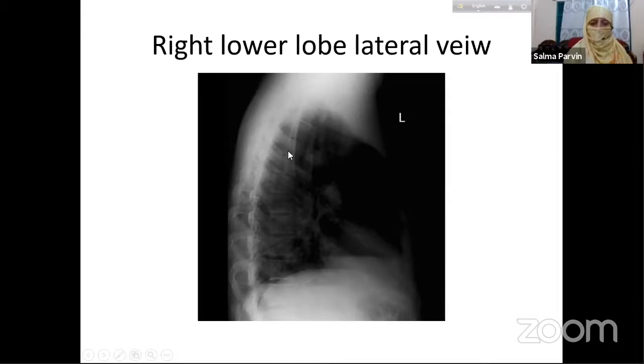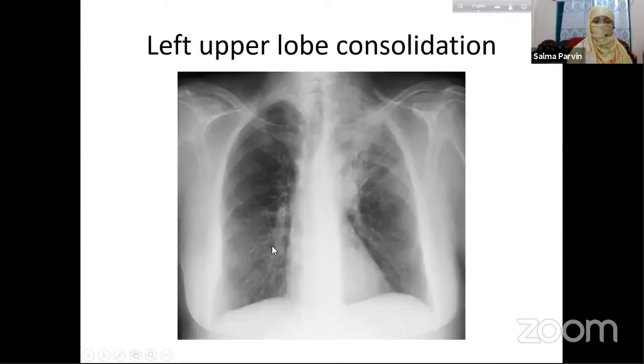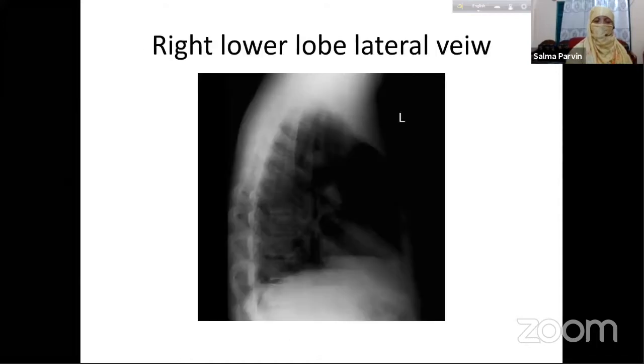The translucency of the dorsal spine is... Opacity is increasing, apparently increasing the density of the dorsal spine seen in this lateral view. So it should be blacker than this thing, it should be blacker. So this is not even blacker, it is whiter. Again, the right lower zone consolidation.